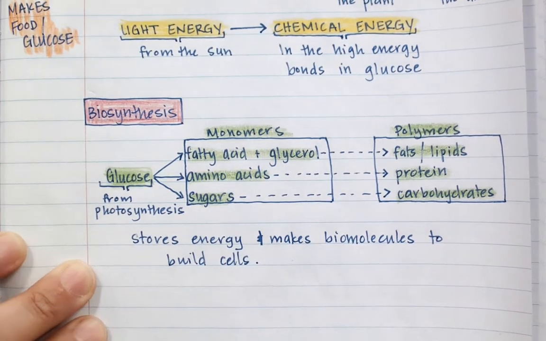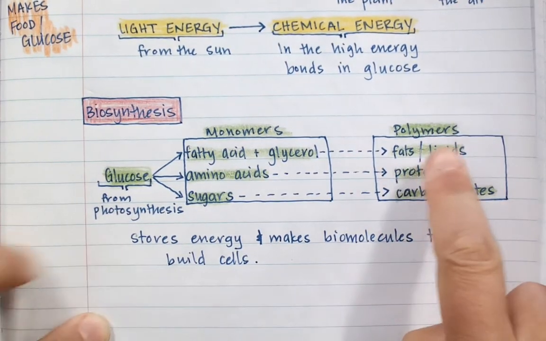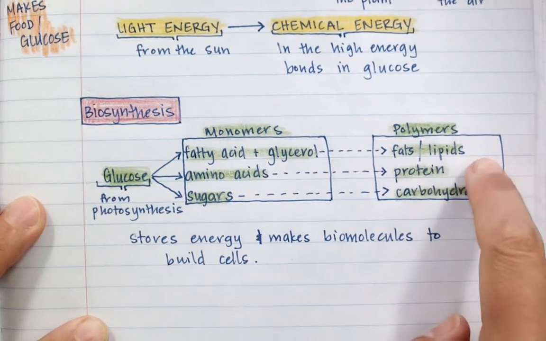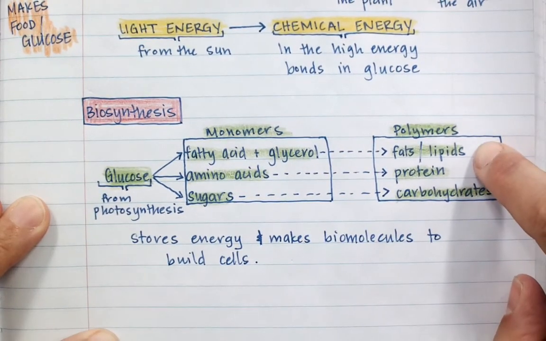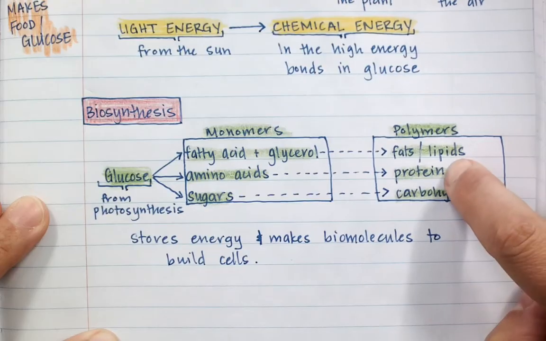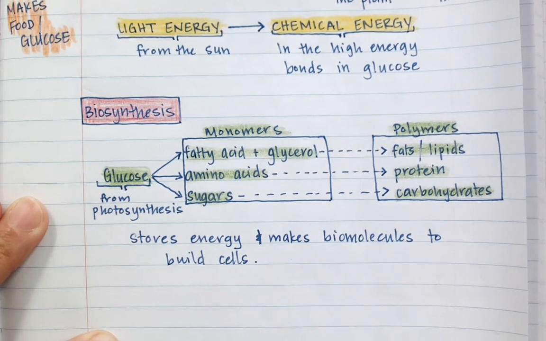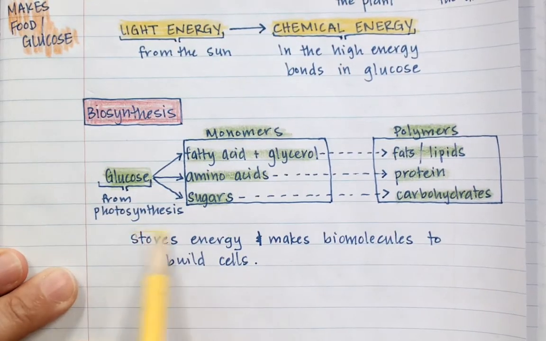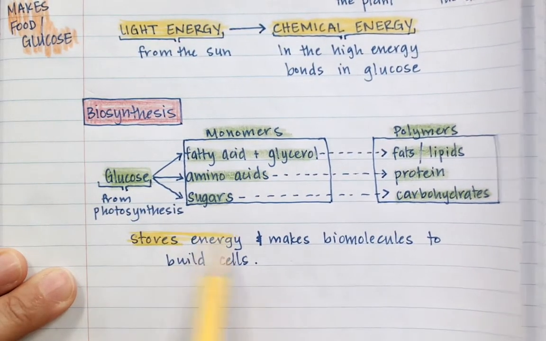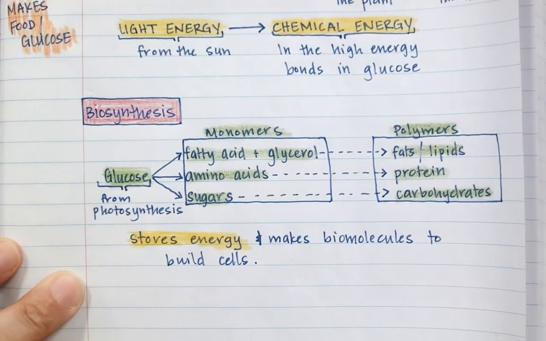So if you remember from first semester, our monomers turn into polymers, and then our cells are actually made of our lipids, our proteins, and our carbohydrates. Those are really, really important parts of our cells. So the thing here is that this is going to store energy. So that's happening with my energy.